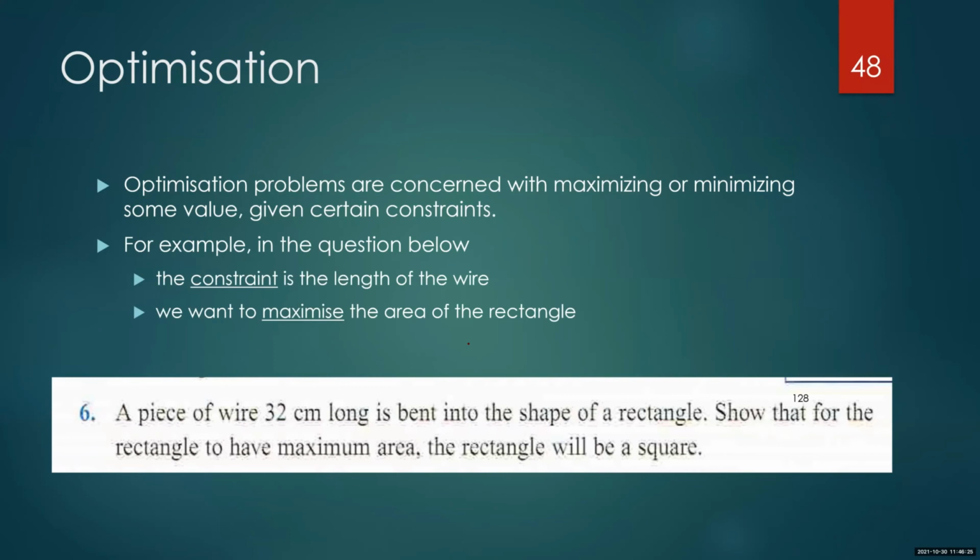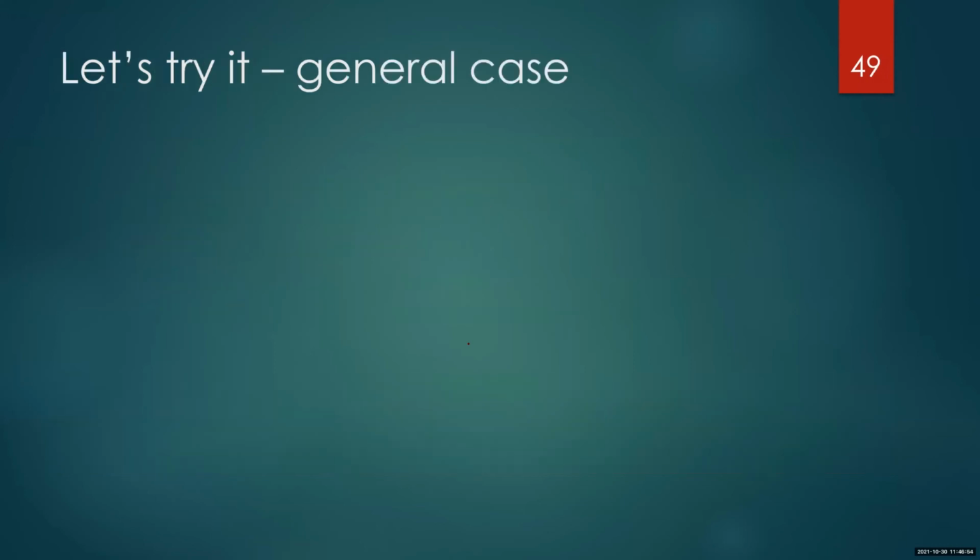So in this example, the constraint is the length of the wire. We've only got 32 centimeters of wire. And the other constraint is that we have to bend it into the shape of a rectangle. So they're the constraints, they're the rules we have to work on. And we want to optimize it. The optimization piece is where we want to maximize the area of the rectangle given the constraints that we're operating under. So let's try it.